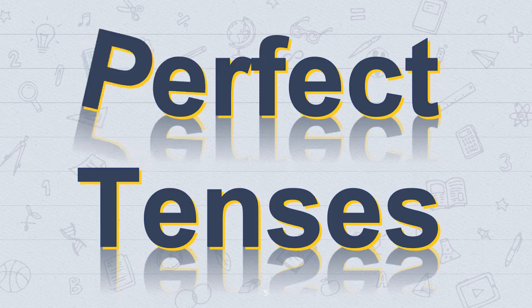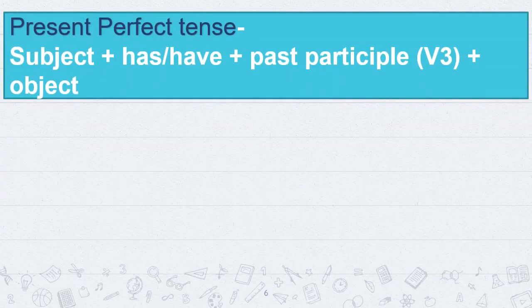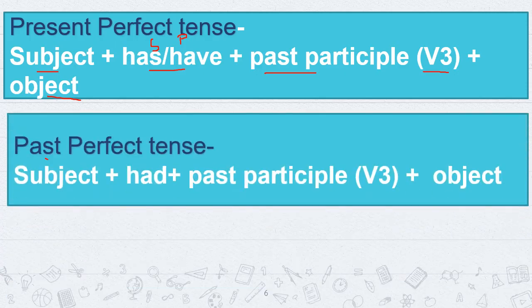In our last video, we read about perfect tenses. So now we shall have a brief look at perfect tenses. First of all, we read about present perfect tense. So what is the formation of present perfect tense? Subject plus has or have, has with singular and have with plural, plus past participle, or we can say verb third form, plus object.